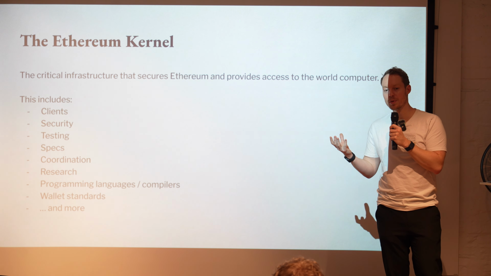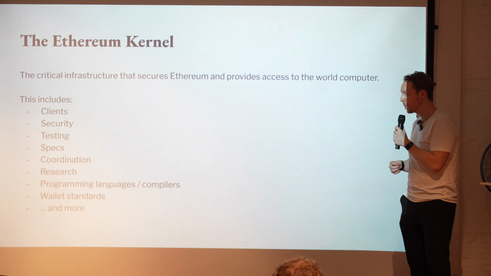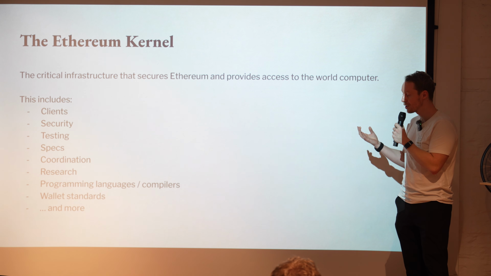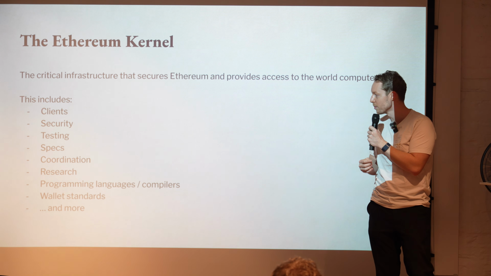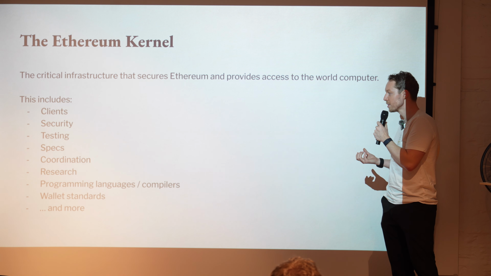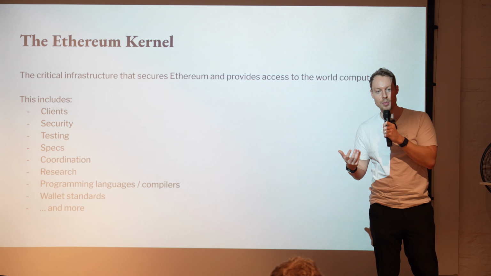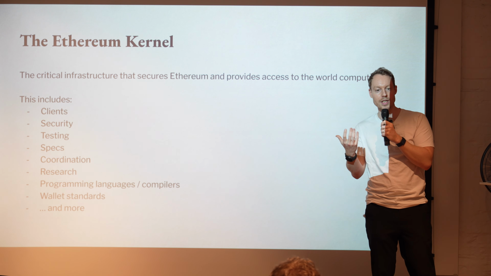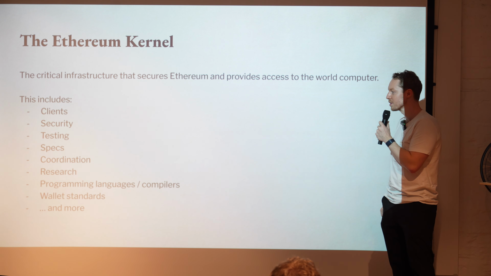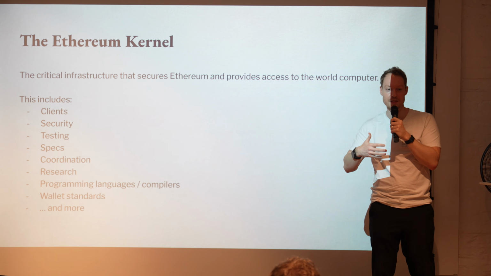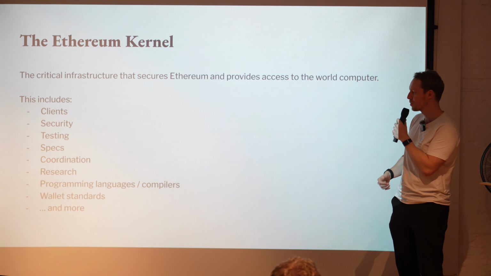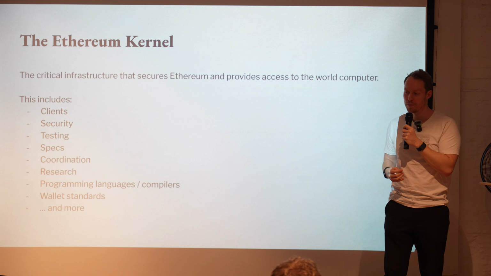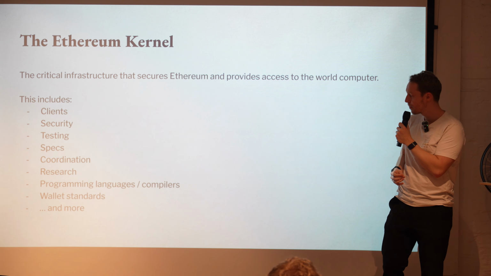And some examples of what this entails is clients, as we just talked about. It's security teams that are ensuring that the chain is secure, and if there are any bugs, that they're discovered quickly before there's any large exploits. It's also testing teams that help make the protocol developments as smooth as possible. It's teams working on specifications, trying to create a single source of truth across the ecosystem. It's coordination, because in a decentralized network you need coordination in order to be effective. It's research that looks into how to further secure Ethereum and improve it even more.